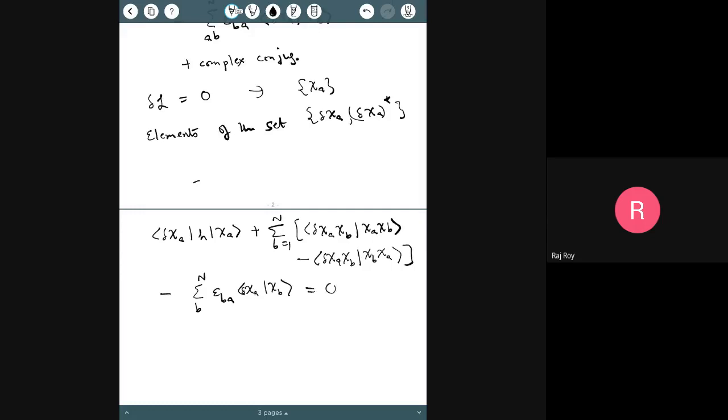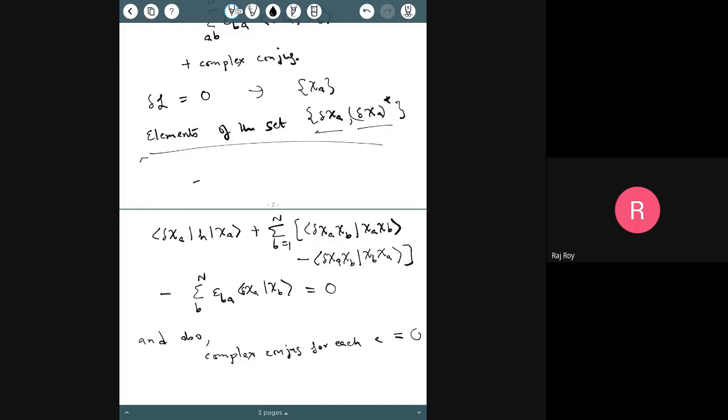Equal to 0, and also the complex conjugate part of the equation for each A. That is also 0. But when we're making this argument, no one asked me, but that is something I had doubts about before: why are delta chi A and delta chi A star independent of each other? Are they really independent of each other?